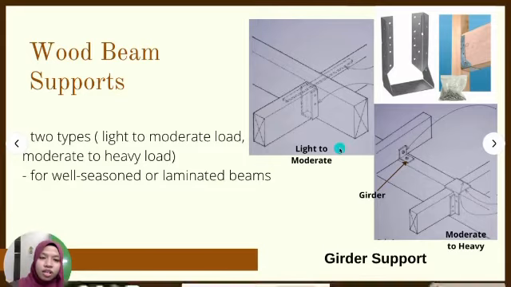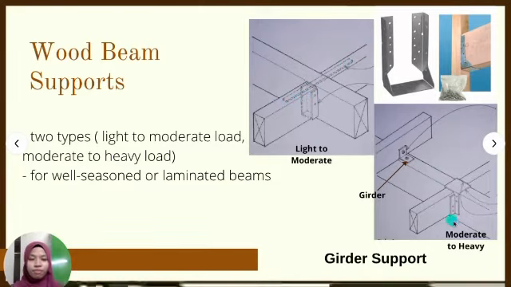Okay, and then the next one is the girder support. There are two types: light to moderate load, and the second one, moderate to heavy load. As you can see, for the light to moderate load, you put the girder here. This is also called a girder. This is how it looks in real life. And then there's also a metal tension tie across it to hold on to the beam.